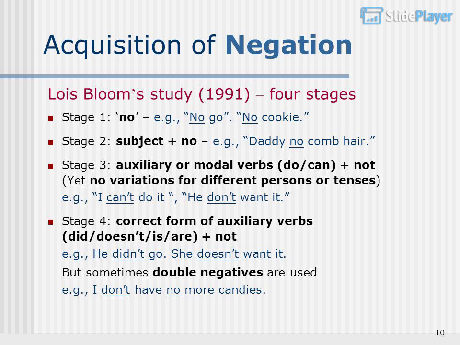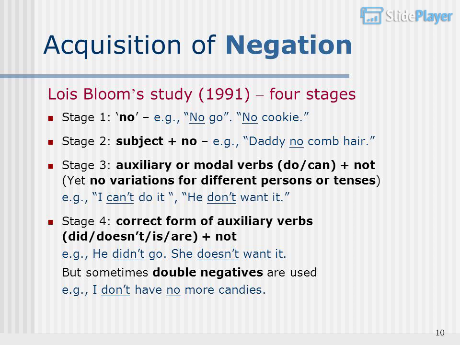Lois Bloom's study, 1991, 4 stages. Stage 1, no, for example, no go, no cookie. Stage 2, subject plus no, for example, daddy no comb hair. Stage 3, auxiliary or modal verbs, do/can, plus not. Yet no variations for different persons or tenses. For example, I can't do it, he don't want it.